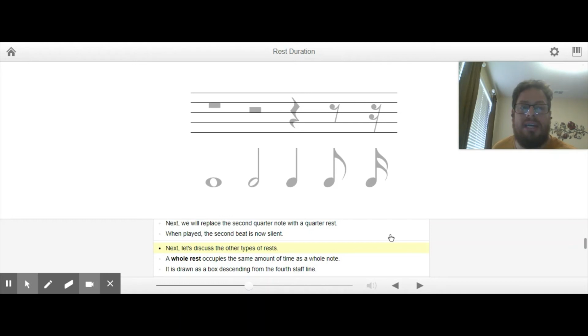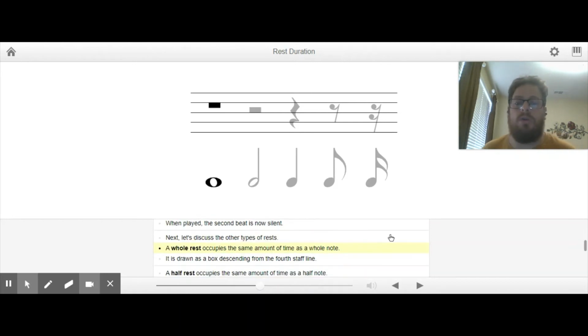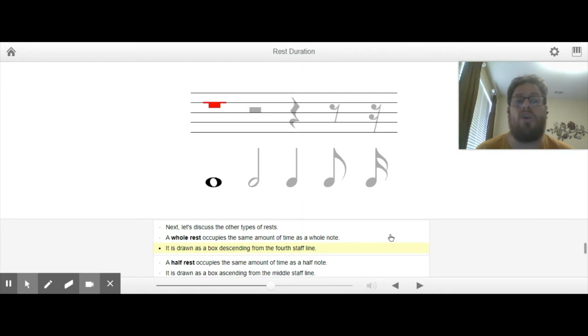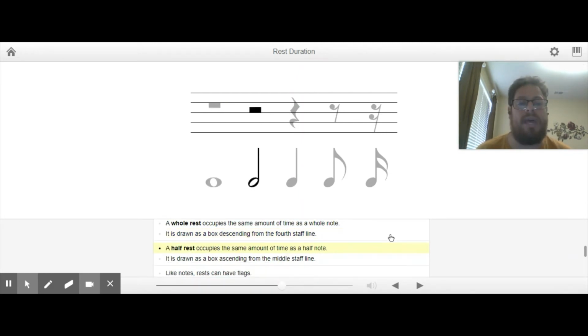You can see how they're parallel to the other examples. A whole rest means the same amount of time as a whole note, and it's drawn as a box that hangs. It descends; it's strong enough to hold itself from that line. Don't get that confused with a half note rest.